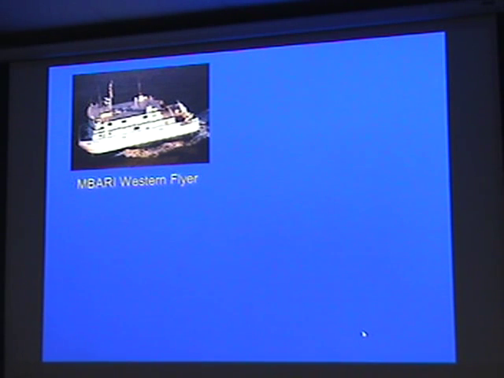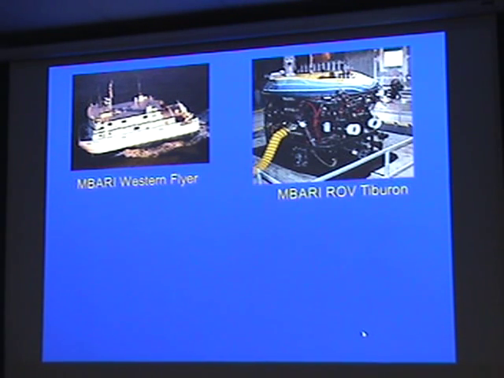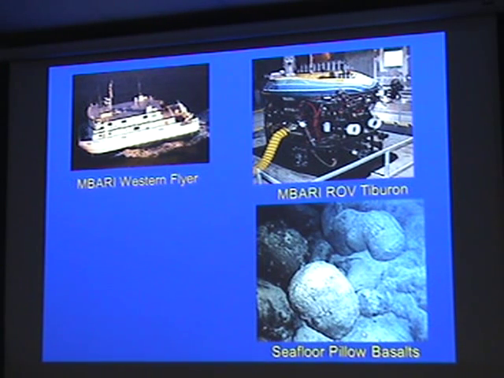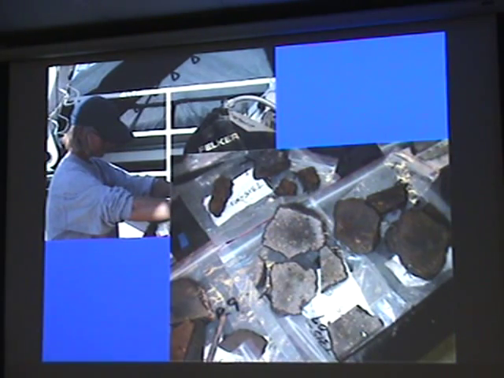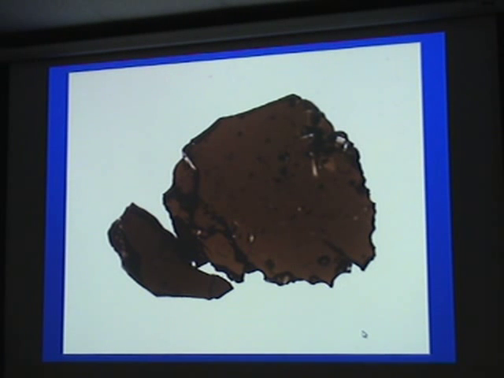So I go out on ships. This is the Western Flyer from MBARI. This was the ROV Tiburon. And these were some seafloor pillow basalts. And if they're erupted at a higher magmatic flux rate, you get more sheet flows and more pavement of basalt. Collect glass from those puppies. Saw them up. You get little things like this, little chips of glass.